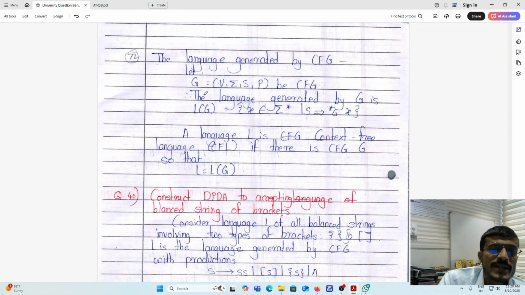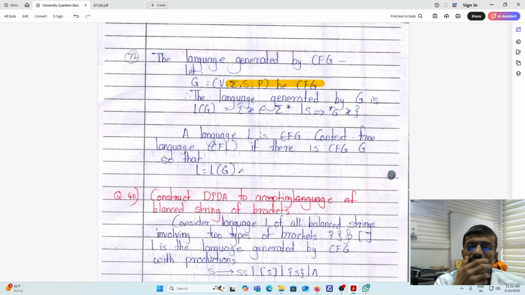The language generated by CFG is L of G equals x belongs to Σ star, S derives G star x. The language here is a context free language if there is a CFG G such that L equals L of G.